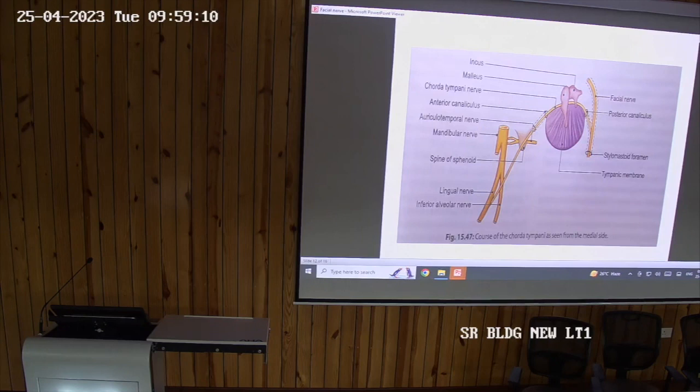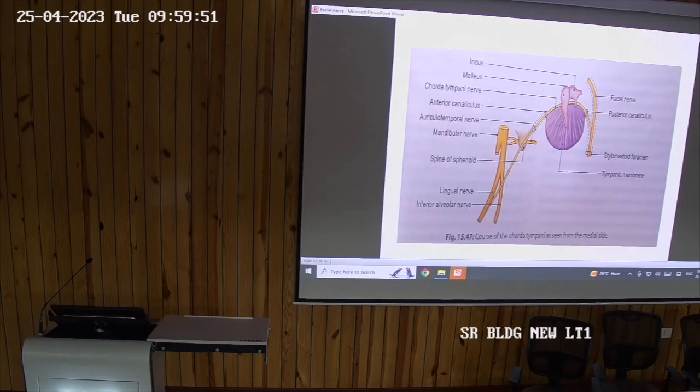So the chorda tympani nerve, after arising from the facial nerve, enters into the posterior canaliculus. As it enters through the posterior canaliculus, separate from the rest of the facial nerve, the chorda tympani nerve is in close relation with the tympanic membrane. The nerve passes between the malleus and incus, the ossicles of the middle ear, and comes to the anterior part of the tympanic membrane. Finally, it comes out through the anterior canaliculus.